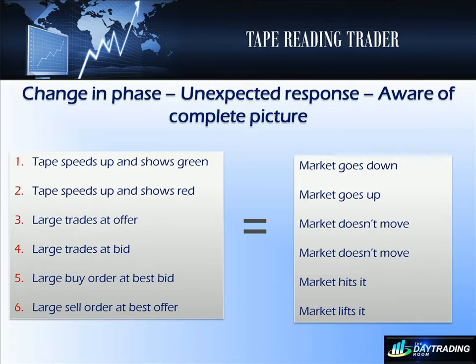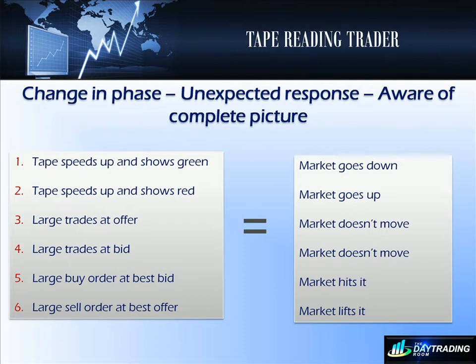Unexpected response. What is that telling us? Let's use the example of the number one. Tape speeding up and showing green. Aggressive buying, hitting those offers. Expected response is the market goes up. What if it goes down or just stays where it is? Let's just drill into that and find out what's happening. So, aggressive buyers, we've got that. We've seen that on time and sales. They're hitting the offer. But if the market isn't going up, or if it's going down, it means that offer is not lifting. It means that despite the time and sales showing green, streaming green, there is a seller soaking up all of that demand.